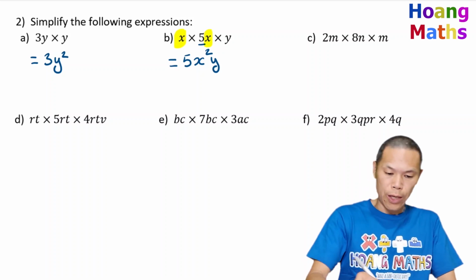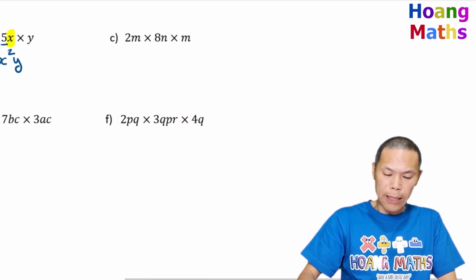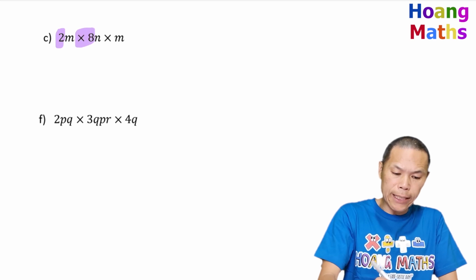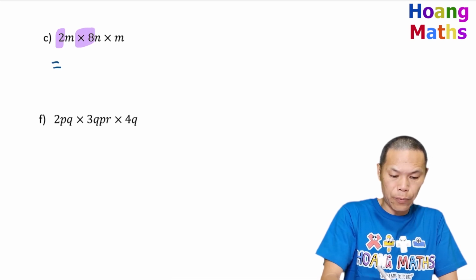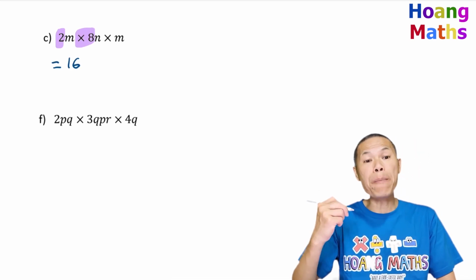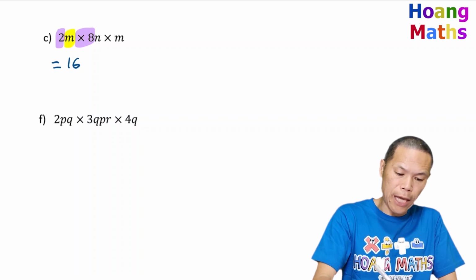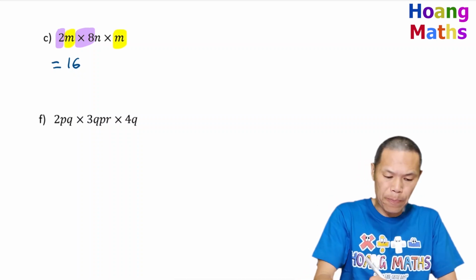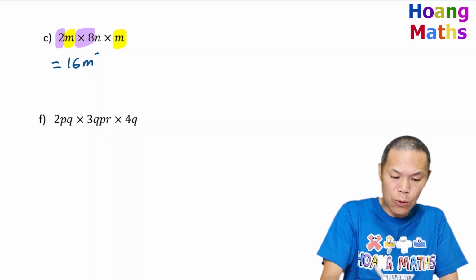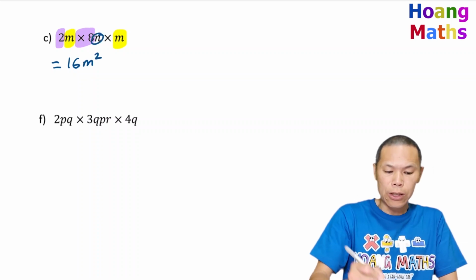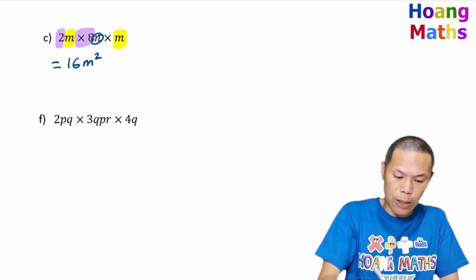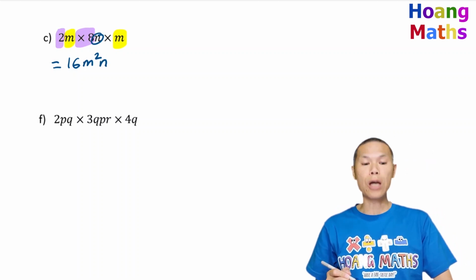There you go. And next one, part C. So we have 2 times 8, which gives me 16. And we have m times m. This m times together with this m. So m times m will give me m squared. And for n, so that means 16m squared n. So we just write this down. So there you go.